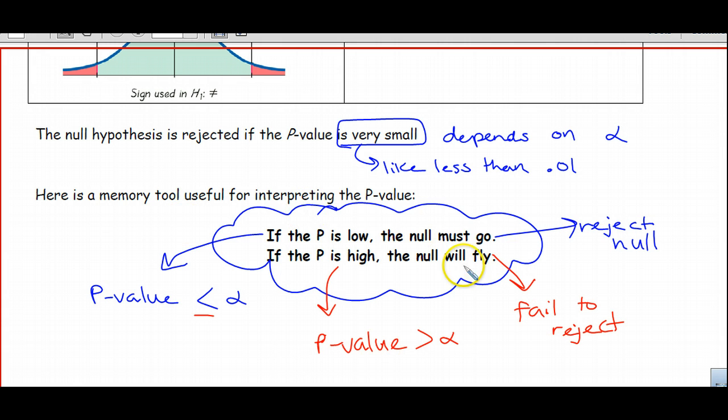So as we do them, you'll start to just hopefully think, p is low, the null must go. It's low, I must reject the null. And once we do some, it'll make sense. But this is helpful to keep that whole concept in line.